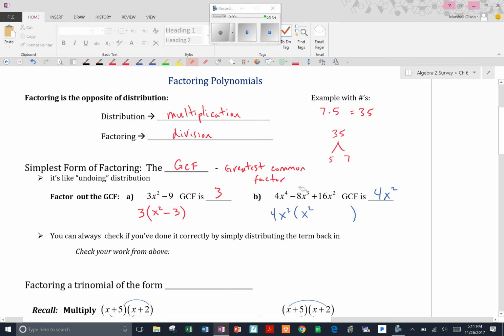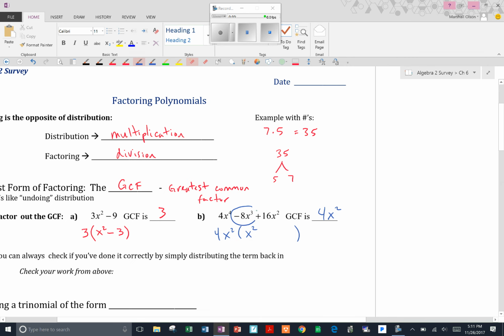Now we want to divide this negative 8x cubed by the 4x squared. So it's going to be a negative, and I'm going to need a 2x right there. Because if I multiplied this to this, I would get the negative 8x cubed. Now I'm going to divide the 16x squared by the 4x squared. Or in other words, what would I need to multiply the 4x squared by to get this 16x squared? Well, I'd have to multiply it by just a 4.